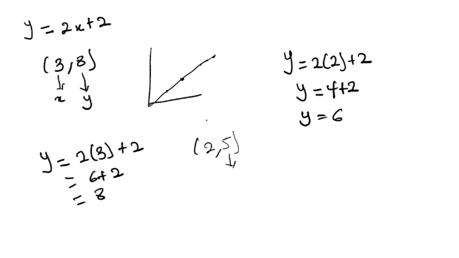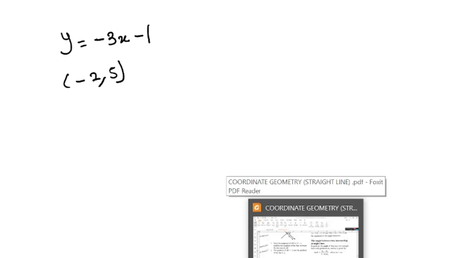I want you guys to try one. I'm giving you a certain equation and a point, and you are supposed to find if that point lies on the line. So the question is, we have y is equal to negative 3x minus 1. Then I'm giving you the point negative 2 and 5. I want you to verify if this point lies on the line of the equation negative 3x minus 1. Let's all try our hands on it.